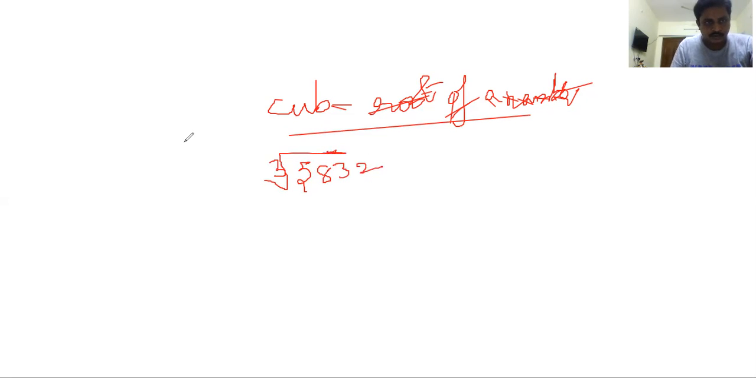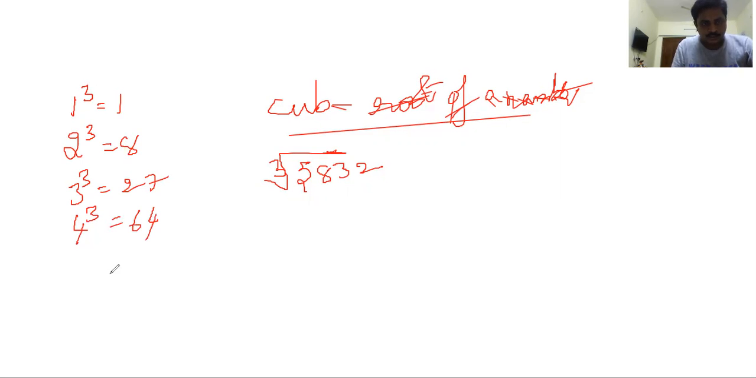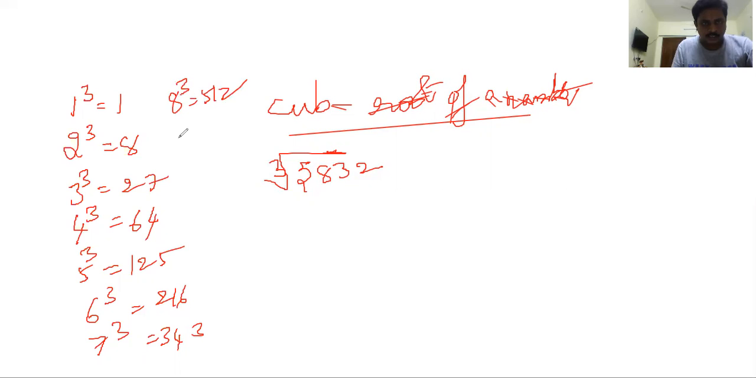Before finding this cube root, everyone must know the cubes of 1 to 9. 1 cube value is 1, 2 cube value is 8, 3 cube value is 27, 4 cube value is 64, 5 cube value is 125, 6 cube value is 216, 7 cube value is 343, 8 cube value is 512, 9 cube value is 729.